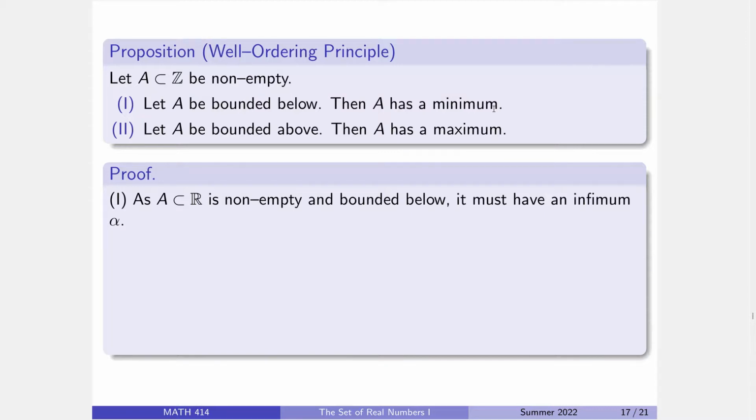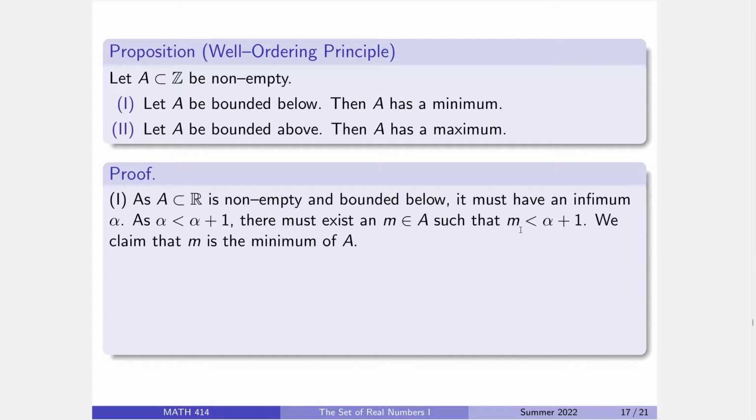All right, well, A is a non-empty bounded below subset of the real line. So, because least upper bound property guarantees infimums, that means we've got an infimum. All right. If I add 1, I get something strictly bigger. So that means this here is not a lower bound, so there's something in the set that it's greater than. I claim that this thing is in fact the minimum.